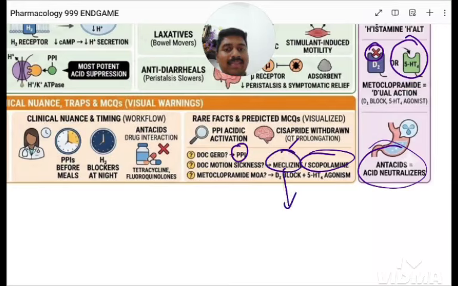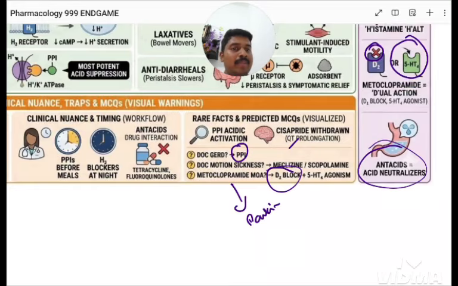Okay, one more is meclizine. Okay, meclizine is also used for seasickness. I think I told about this in the ANS module. Next, metoclopramide acts via D2 blockade and hence metoclopramide also can cause Parkinson-like symptoms because it is causing D2 blockade.